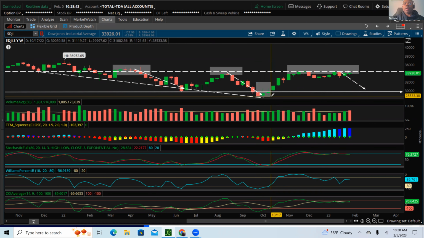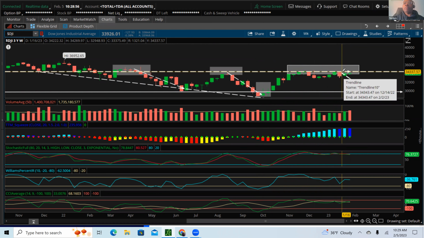the Dow. Also, October had a nice rise from October to now, only back up to this level of resistance and could not break this level. It's just been struggling to break this level. And right now, we're just hovering right at this level of resistance.